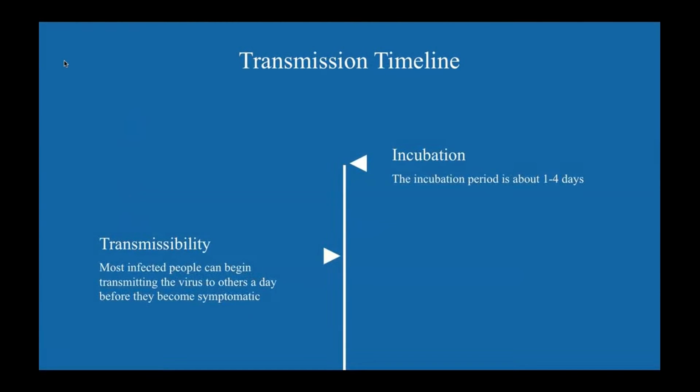The incubation period, which is the period of time between exposure to an infection and the appearance of the first symptoms, is about 1 to 4 days. And most people infected with influenza can begin transmitting the virus to others a day before symptoms develop and up to a week after becoming sick.